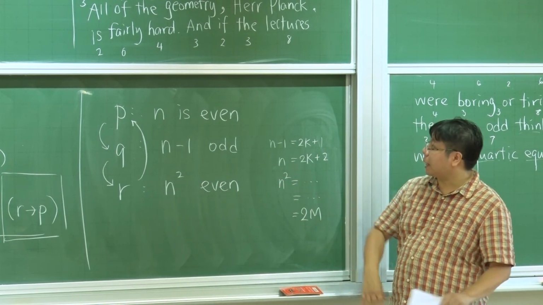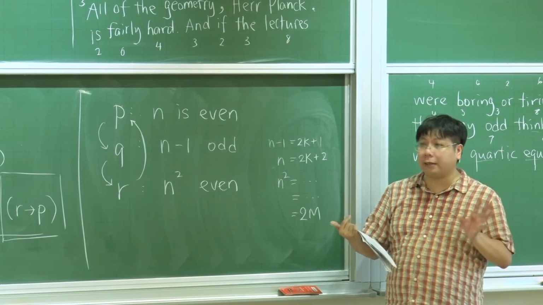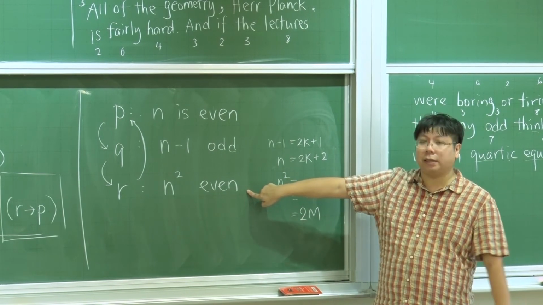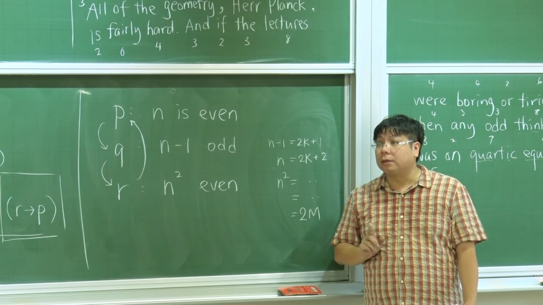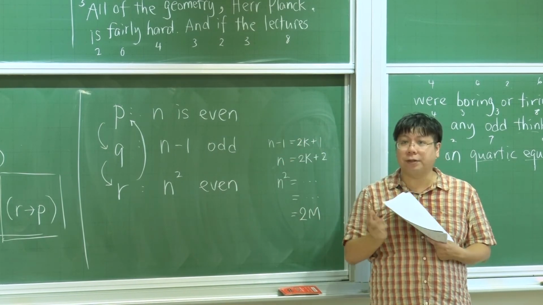So whenever someone says N is even, you know that you can replace the same sentence as N squared is even. Or whenever someone says N squared is even, you can replace this sentence as N minus 1 is odd, because they are all equivalent. So if you say this one, it is the same as if you are saying this one.